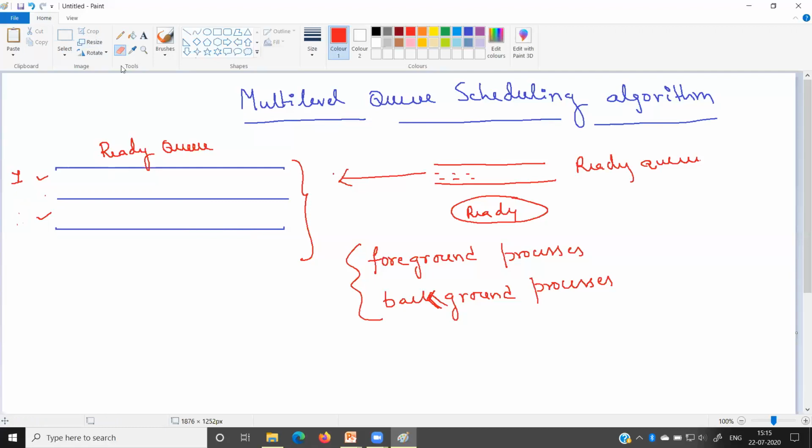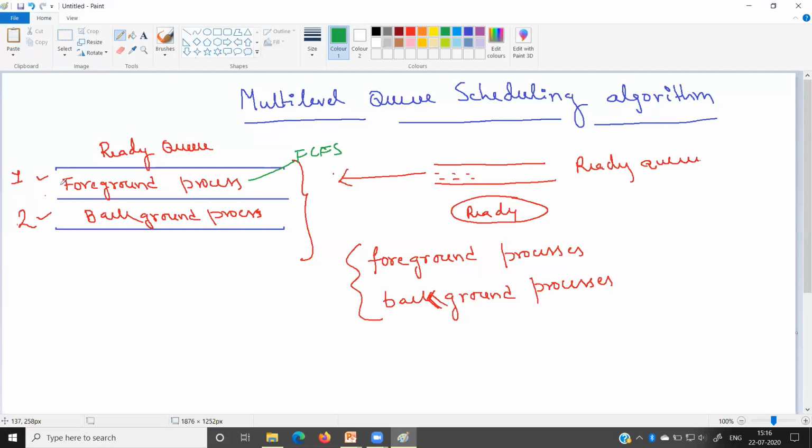Fine. So here you can see that for this particular example, the queue is divided into two sub queues. Let us say queue number 1 is used to store the foreground processes and queue 2 is used to store the background processes. Now the individual sub queue will work as a normal ready queue. That means for each sub queue, a dedicated scheduling algorithm will be assigned. For example, for sub queue number 1, the foreground processes, let us say we will assign the FCFS scheduling algorithm.